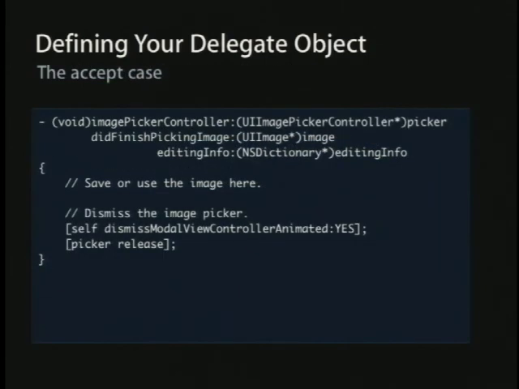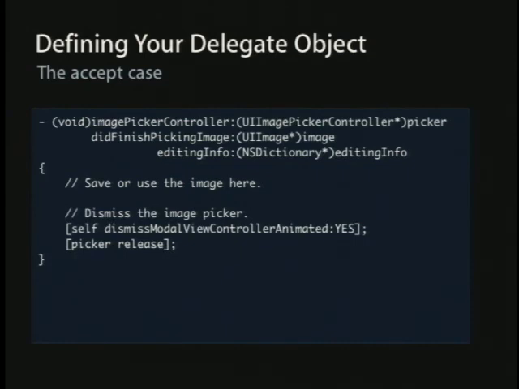The first one is the imagePickerController:didFinishPickingImage:editingInfo:. And this is the case where there was actually success, right? The thing came up, the user took a picture, and they clicked all the UI so that they selected that image. So the first thing you'll do is save or use the image in whatever way you want. Write it out to disk, or put it in memory somewhere else for you to draw some faces on it or something. And then you'll dismiss the image picker.